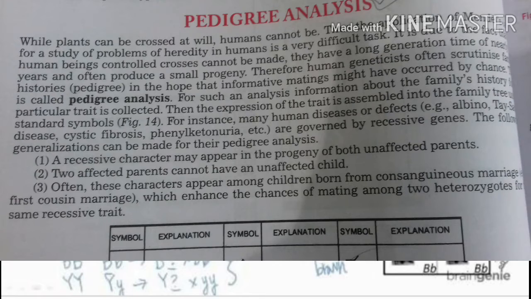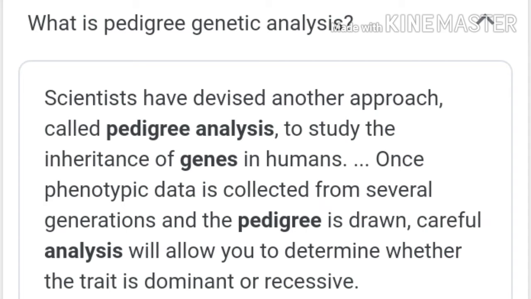Different shades or colors added to the symbol can represent various phenotypes. Each generation is listed on a separate row labeled with Roman numbers. Individuals within a generation receive Arabic numbers.